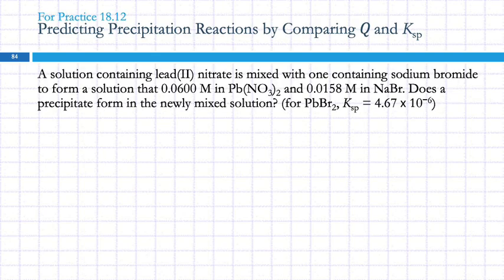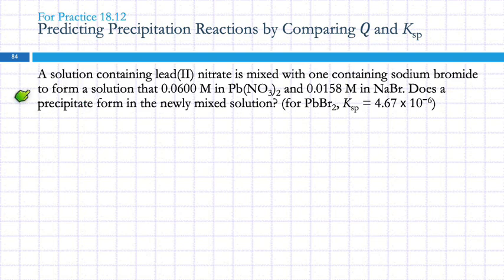A solution containing lead 2 nitrate is mixed with one containing sodium bromide to form a solution that is 0.06 molar in lead nitrate and 0.0158 molar in sodium bromide. Does a precipitate form in the newly mixed solution?